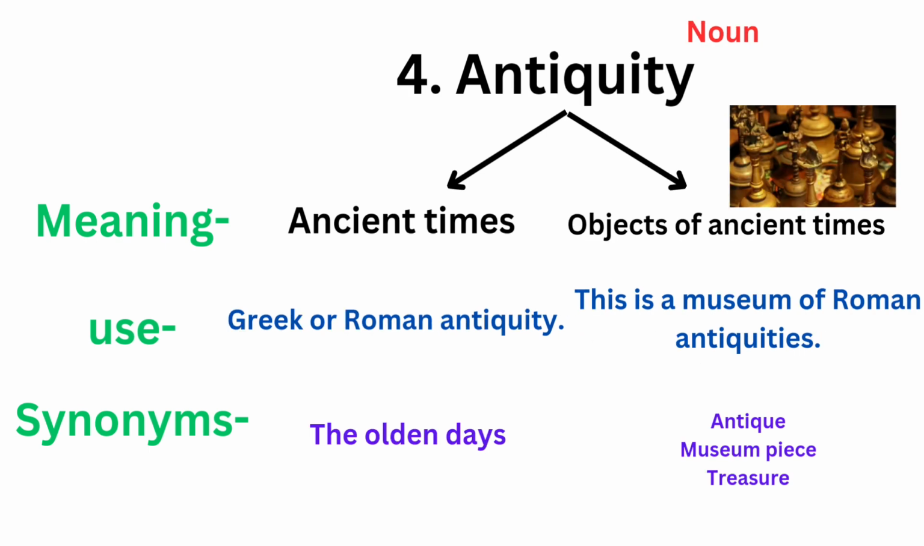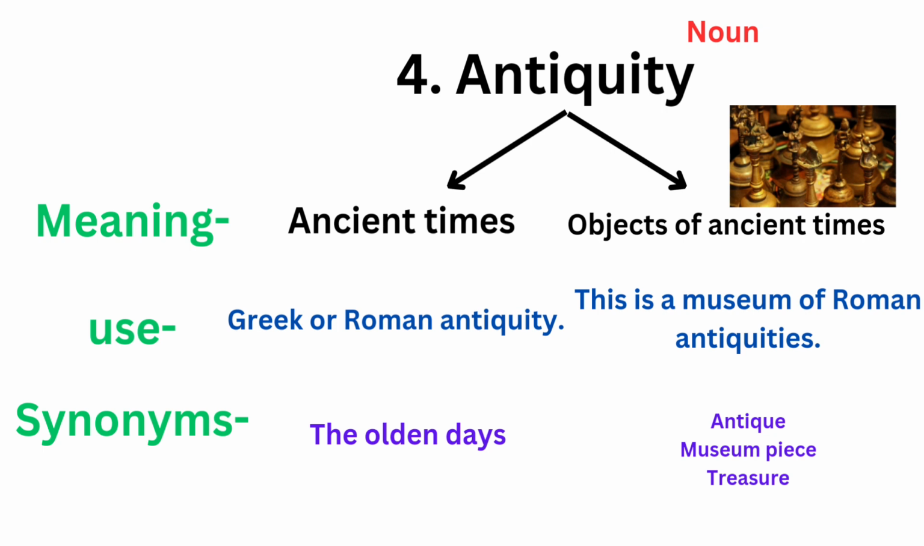Fourth word is antiquity, which is a noun. Root word ant means before, and antiquity means ancient times. Like we can say Greek and Roman antiquity, which means Greek and Roman ancient times. Synonym of antiquity is the olden days. We can also call objects of ancient times as antiquities. Like we can say this is a museum of Roman antiquity, which will mean things from ancient Roman times are kept in this museum. Synonyms of antiquities are antique, museum piece, or treasure.